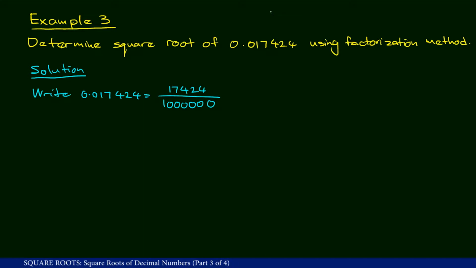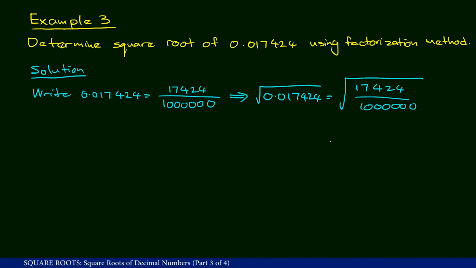Is it right? Let me just check. 1, 2, 3, 4, 5, 6. That is correct. So that is 6 zeros for the denominator. So that means if you want to find out the square root of 0.017424, then we need to find out the square root of that fraction, which is 17,424 over 1 million.